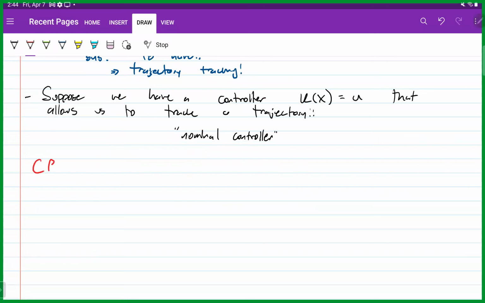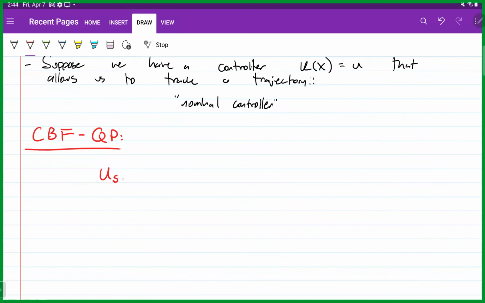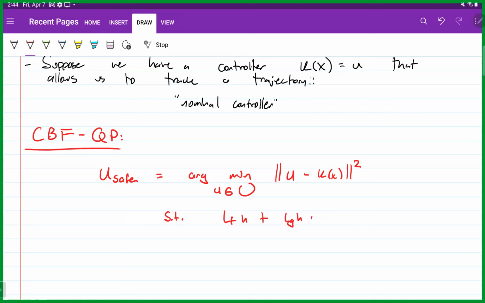So what we're going to do is form the following optimization problem. This is called a CBF QP. We're going to say the safe input to our system is going to be argmin over U in the set of possible inputs of the following. I'm just going to write this out real quick, and then we'll talk about the different terms: norm of U minus K of X squared, subject to LFH plus LGH U greater than or equal to minus alpha H.